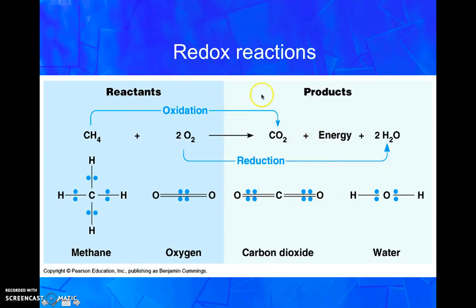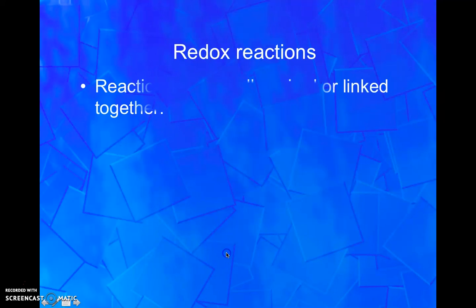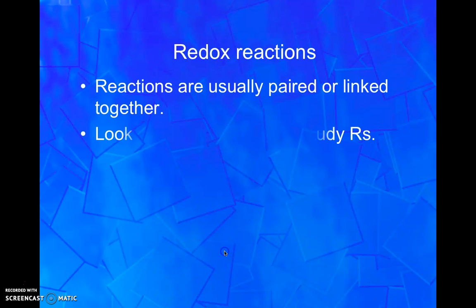Okay, so redox reaction here. So our methane becomes oxidized. It loses hydrogen. Okay, and our oxygen becomes reduced. It gains hydrogen. These reactions usually are paired together. So we need to look for these reactions being paired together as we study this.